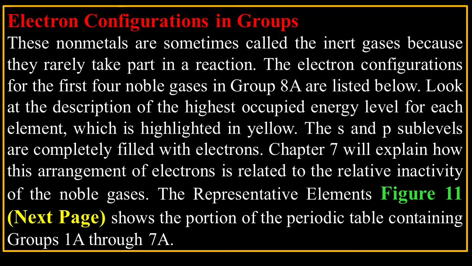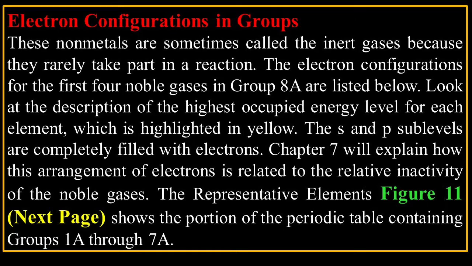These nonmetals are sometimes called the inert gases because they rarely take part in a reaction. The electron configurations for the first four noble gases in group 8A are listed below. Look at the description of the highest occupied energy level for each element, which is highlighted in yellow. The s and p sublevels are completely filled with electrons. Chapter 7 will explain how this arrangement of electrons is related to the relative inactivity of the noble gases.